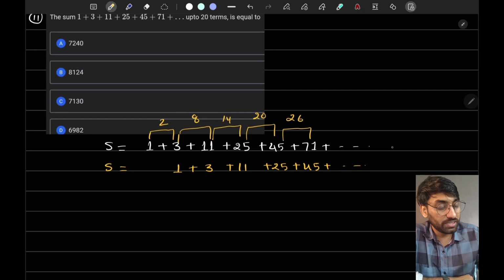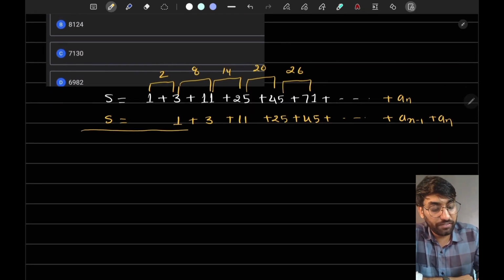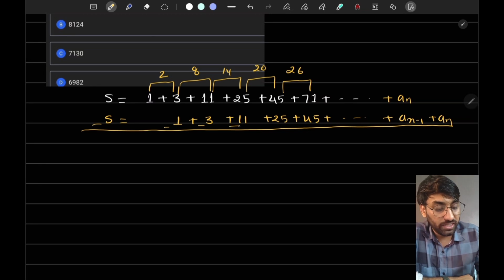So here I am assuming that a_n was there, and here I am assuming that a_n minus 1 plus a_n will come. Then I will just subtract both of them. What benefit will I get after doing this? If you closely observe, the common difference that I was looking for, I will get as a resultant.